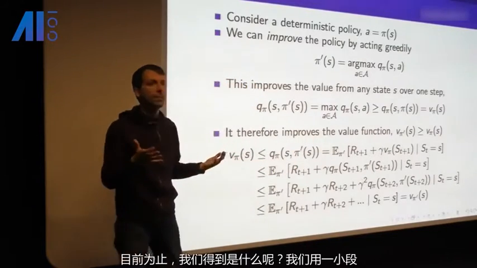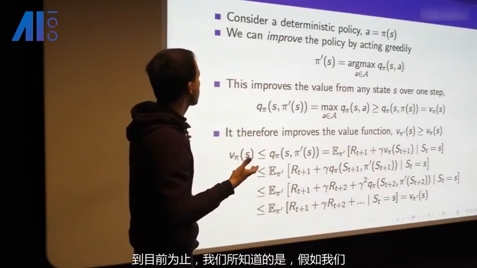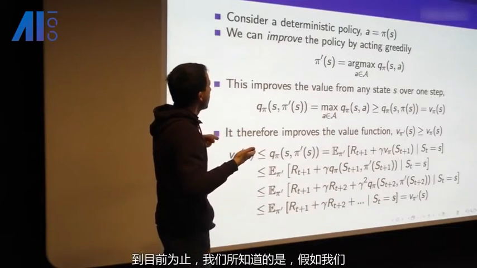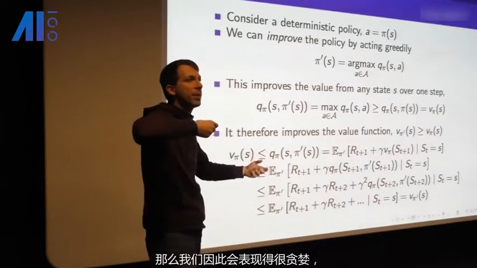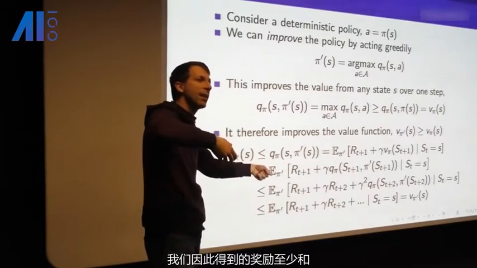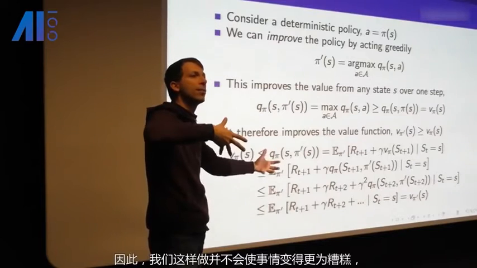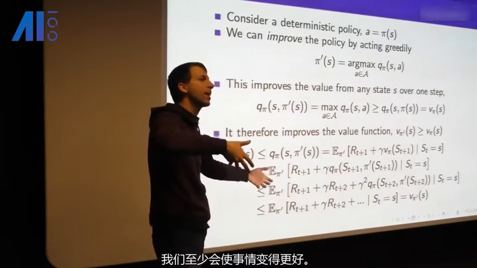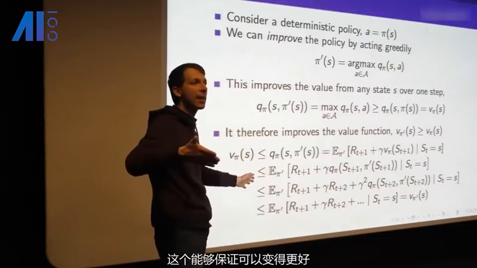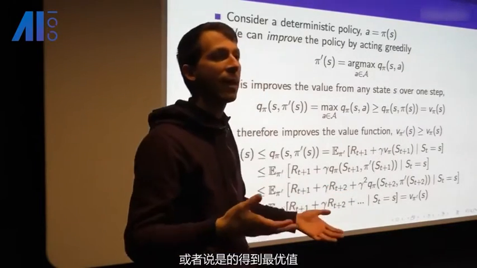So what have we got so far? If we come back to this, just one second. All we've shown so far is that if we pick this greedy policy, the value of the greedy policy, the total amount of reward we get by acting greedily, is at least as much as the policy that we had before we greedified it. So we don't make things worse, ever. We always make things at least better. We haven't yet said that this is guaranteed to keep getting better or to reach the optimal value or anything like that.